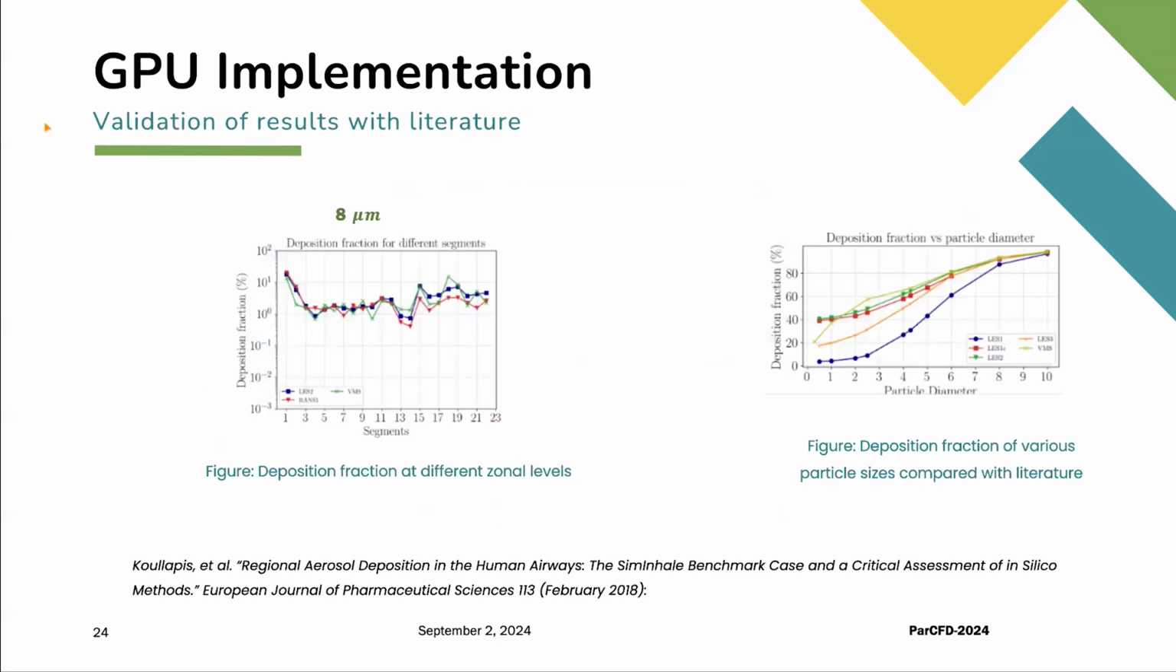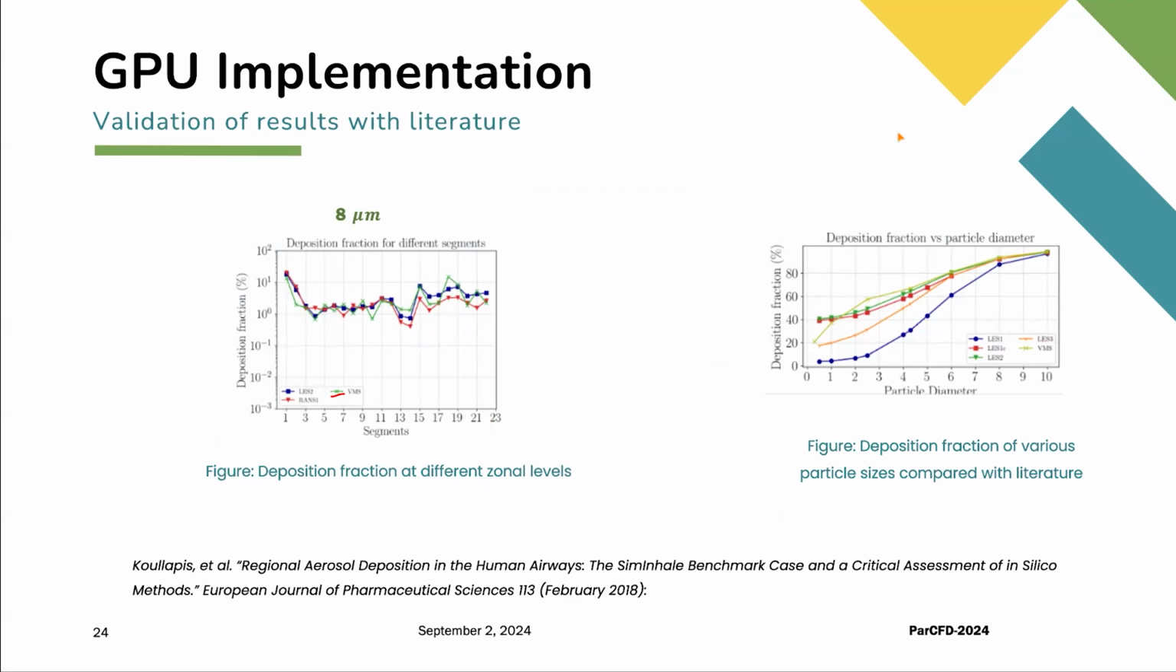Now we did validate the results of our flow with the literature. On the left-hand side is the deposition fraction achieved at different segments, where the green line is our simulation and the other two are the baseline ones. We could see it fits most of the profile except for certain regions, which obviously need more meshing.